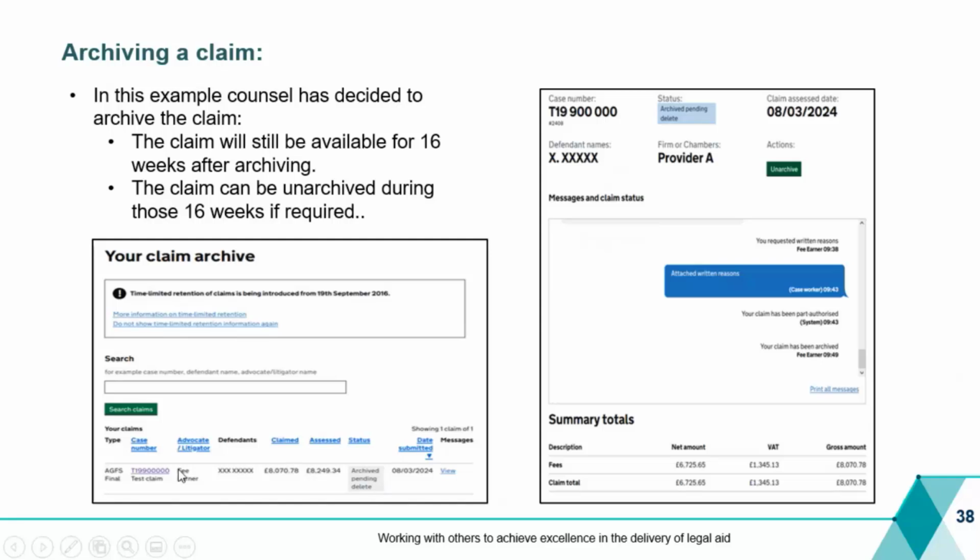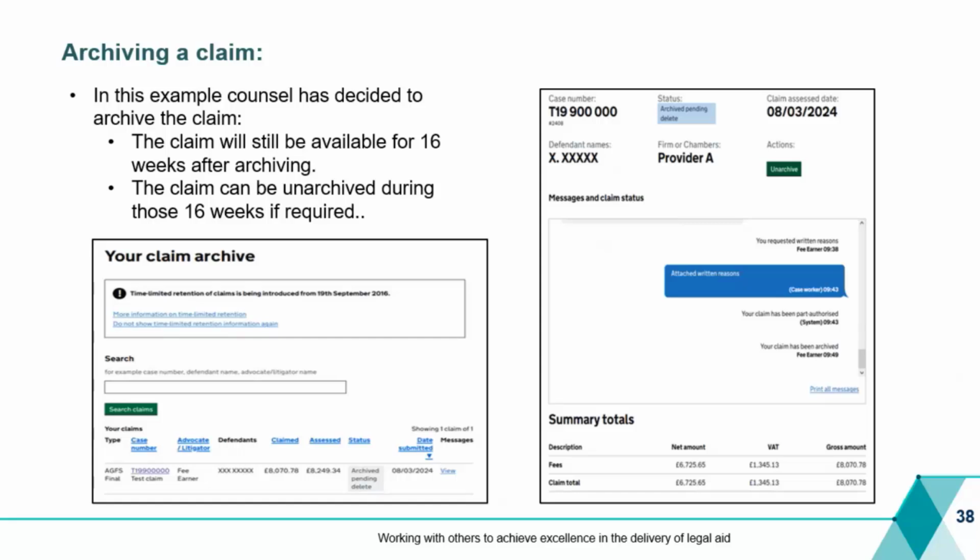Once you've done that, you'll see that the claim will then show in the status as archived pending delete. So once you've pressed that button, it will show within your list of claims as archived pending delete. That will show within the system for a period of 16 weeks. So during that period of 16 weeks, you can unarchive the claim. And if you go back into the system, you'll see this unarchive option there. If you were to click that button, it then brings the claim back out of its archive state and will allow you to further redetermine or potentially request written reasons with the bill.